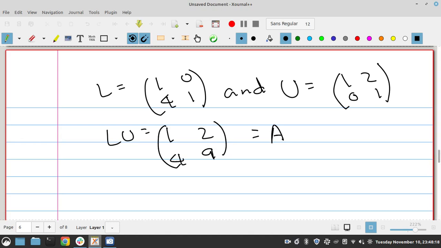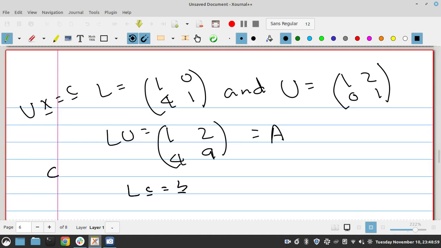So now the question is, what is your C? We have to start by solving LC equals V. We solve the lower triangular system first, and then the upper triangular system. Remember we said UX equals C, so if UX equals C, then LC must equal V.